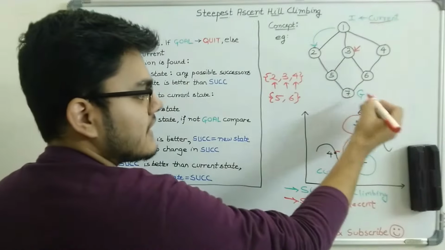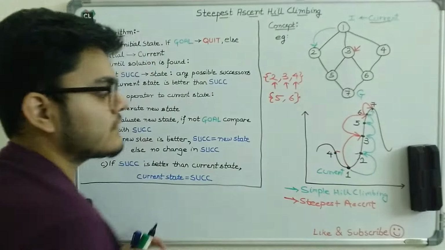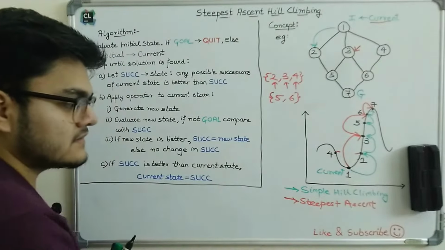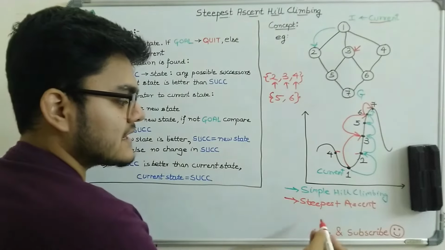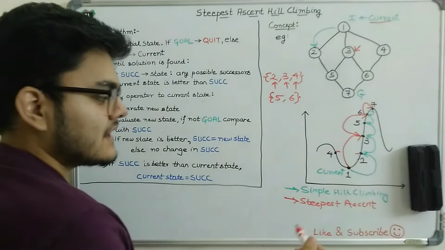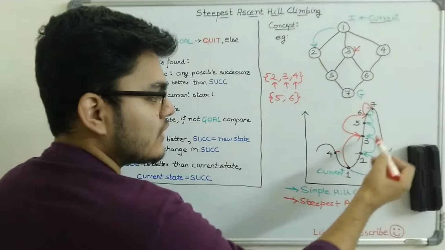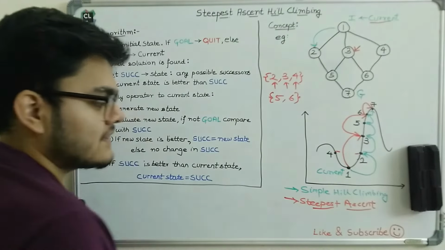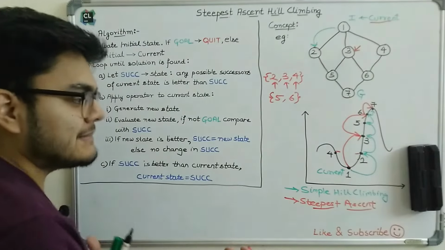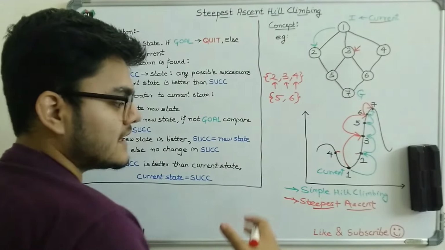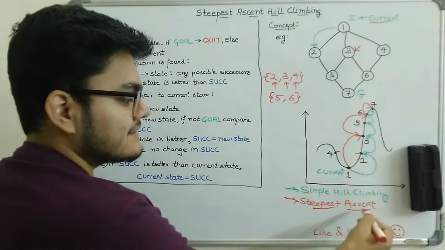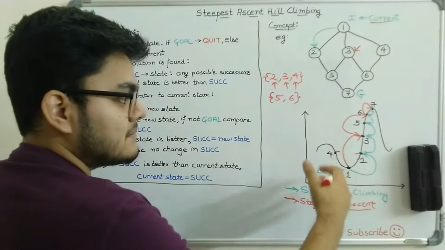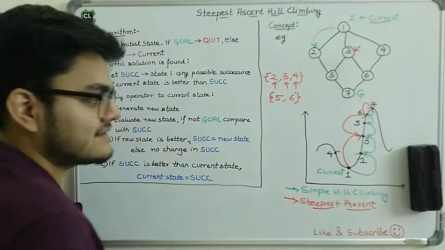And finally we have the goal state. So we go from here to here. You can clearly see from this graph that the difference between simple hill climbing and steepest hill climbing is that in simple hill climbing we take smaller steps. In steepest ascent, as the name suggests, it is steep. Steep means it is going to take bigger steps, and ascent means increasing. So we are going to take increasing and bigger steps in case of steepest ascent hill climbing.